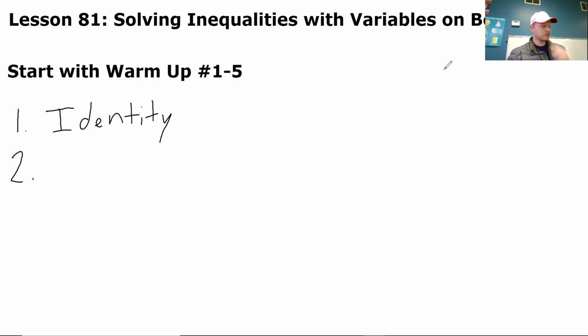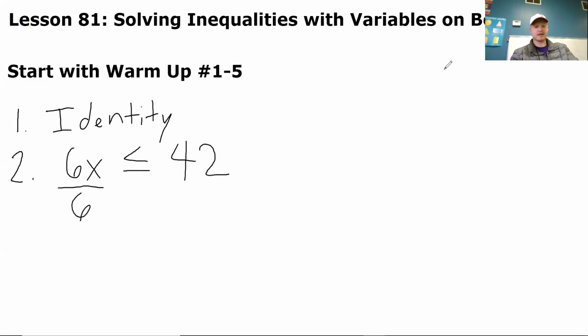Okay, and then number 2, so we're going to solve for each inequality. Our first one is 6x is less than or equal to 42. So how would we solve for that? Well, we're going to get x by itself. So we're going to divide both sides by 6. That leaves us with x is less than or equal to 7.